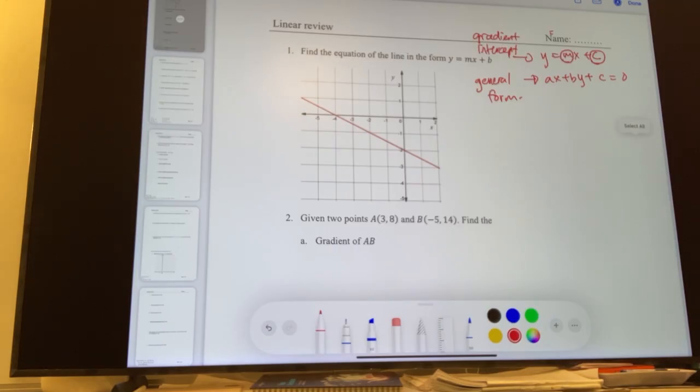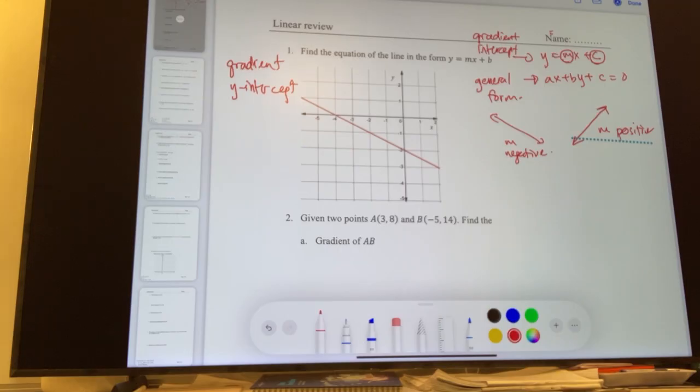So for example in question 1, if you need to find the equation, that means you need the gradient. We only need two things in order to find the equation of any line: first, find out the gradient, and second, find out the y-intercept if you can. Also, any line going this way has a positive gradient, and any line going that way has a negative gradient.